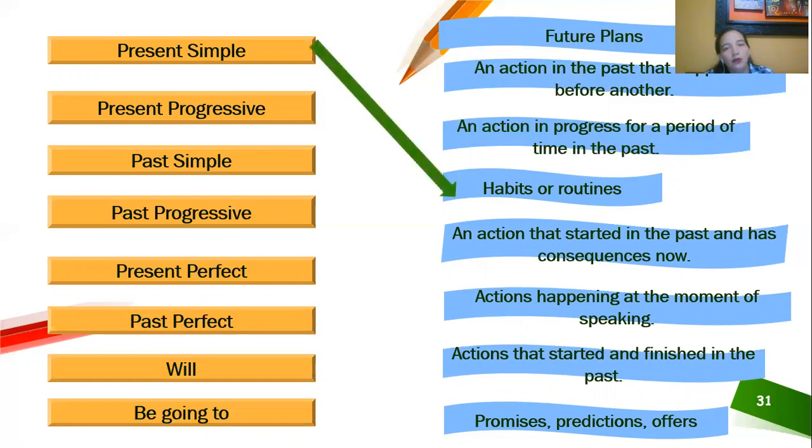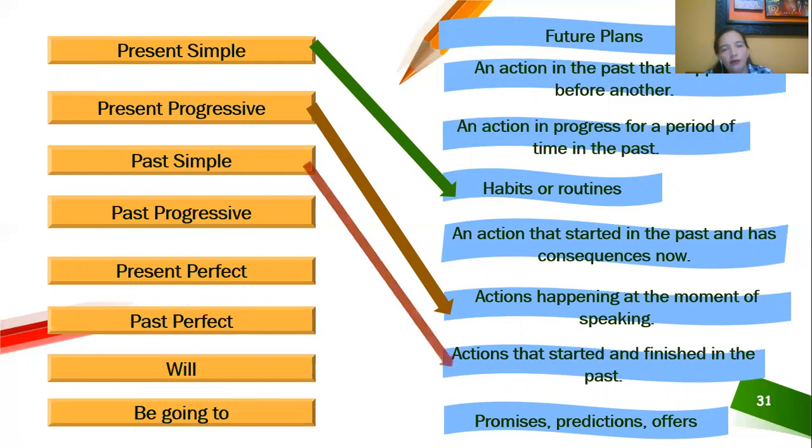Present simple is for habits or routines, things we do every day. Present progressive or continuous is for actions happening at the moment of speaking. For example, in this moment, I'm talking to you. Past simple, actions that started and finished in the past. For example, yesterday I ate a delicious chocolate cake.